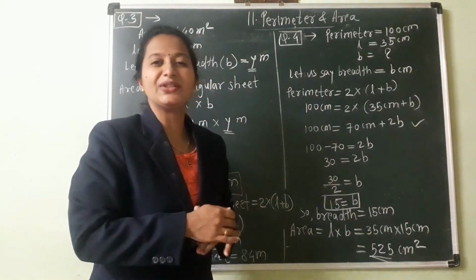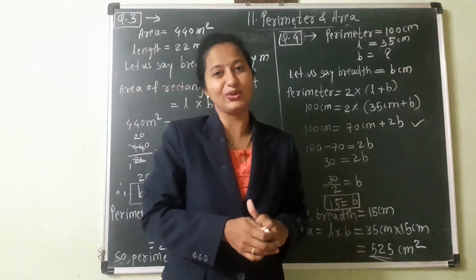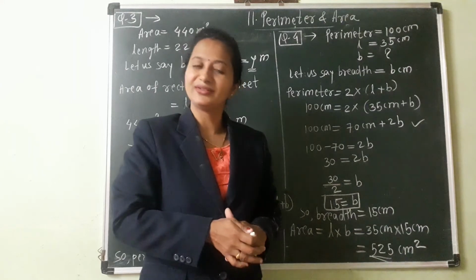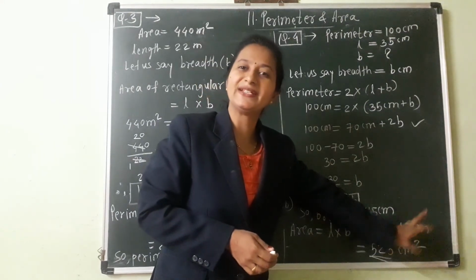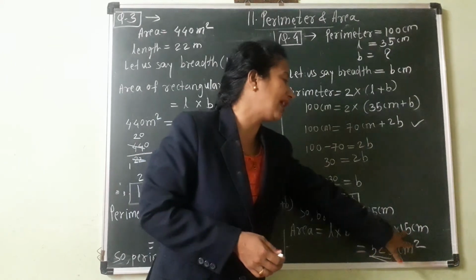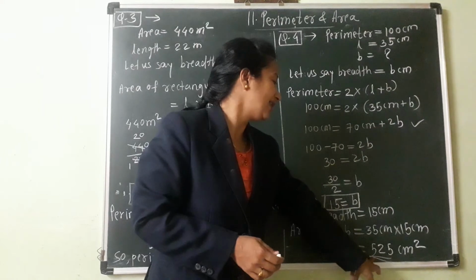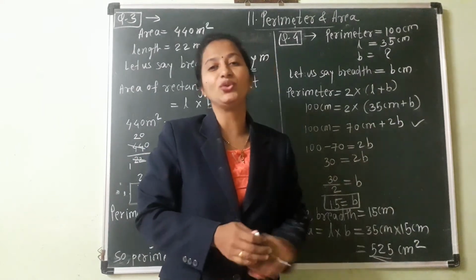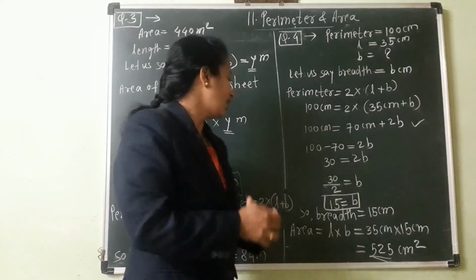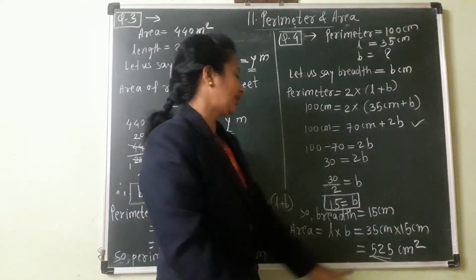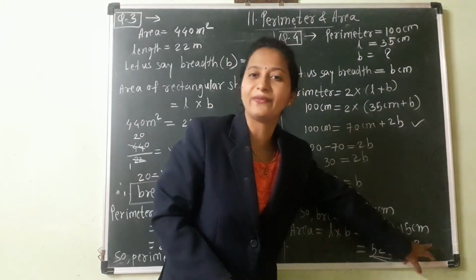The shape of that sheet is rectangular. So we have to use the formula to find the area of a rectangle. So it is length multiplied by breadth. You know the length, that is 35 centimeter. You know the breadth, that is 15 centimeter. When you multiply these two numbers, you will get the final answer, the product, as 525. So the area of that rectangular sheet is 525 centimeters square.